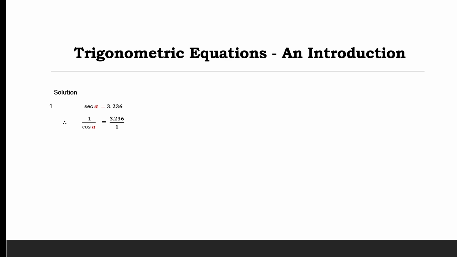3.236 divided by 1. And we can reciprocate on both sides because we are looking to make alpha the subject of the formula. So cos alpha divided by 1 would be equal to 1 divided by 3.236. And that yields cos alpha equals 1 over 3.236.